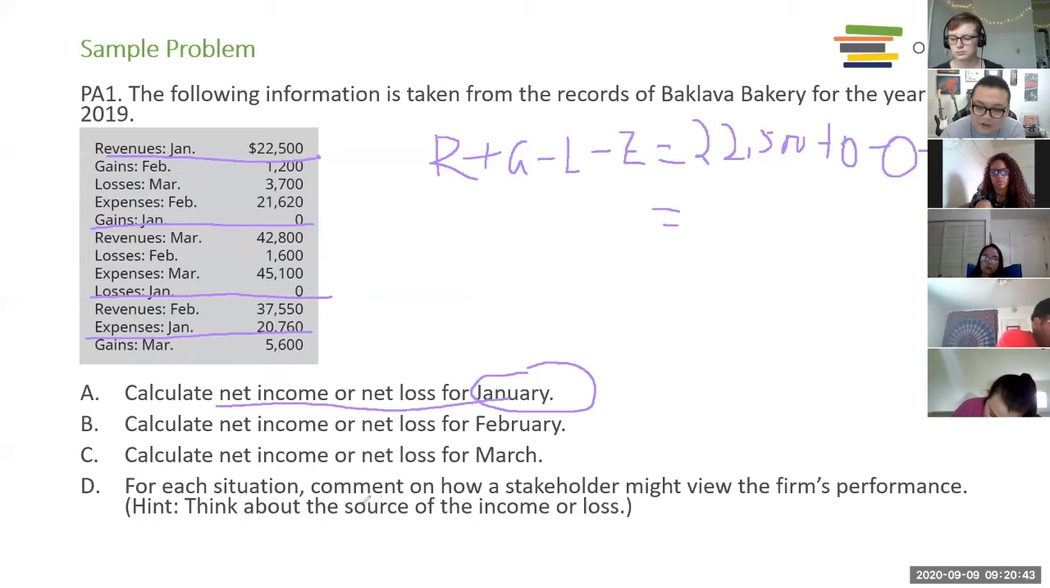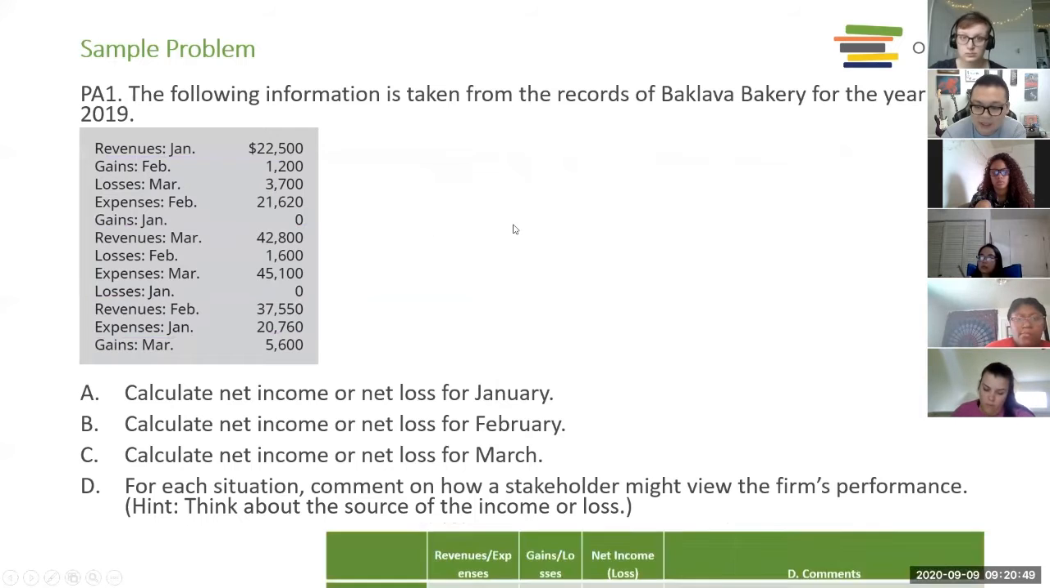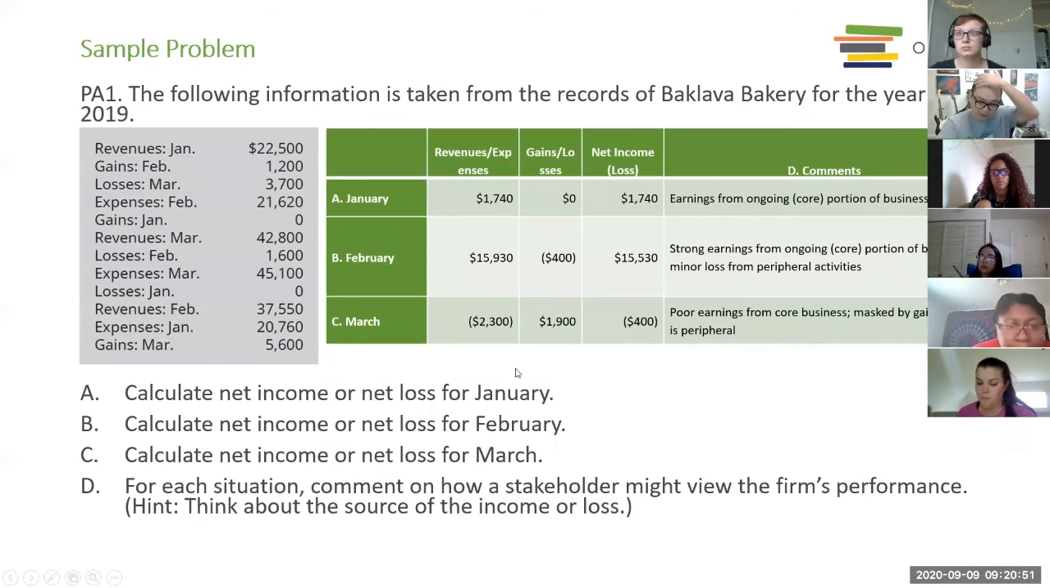Okay, and for February, we're using pretty much the same way. So let me show you the answers here. Once again, in order to get January, we're using the revenue. So how do we get this number? We're using revenue minus the expense, and so we get this number.